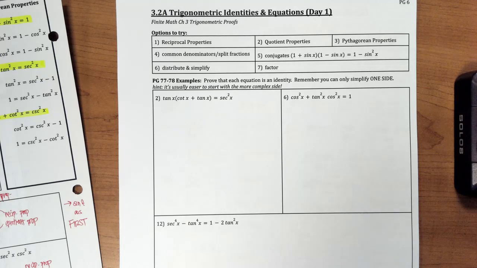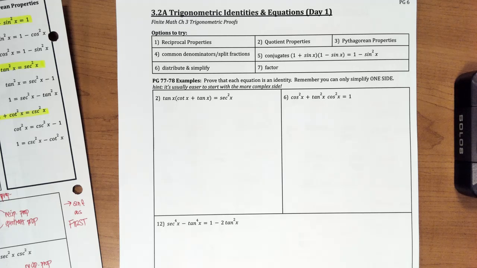Hi, today's lessons are continuing with trig identities and equations. This is going to be our first day of 2. We have gotten a lot more comfortable with reciprocal, quotient, and Pythagorean properties. You're probably doing better with common denominators as well now.